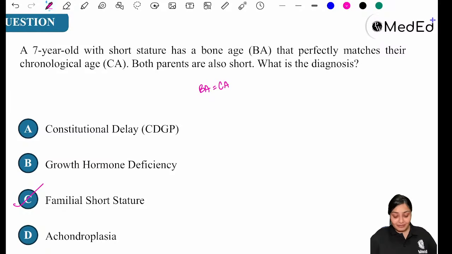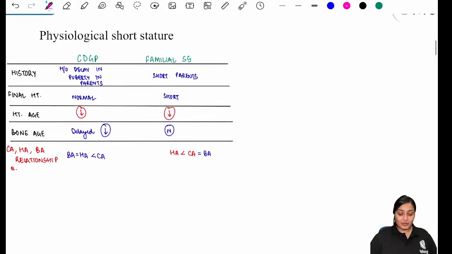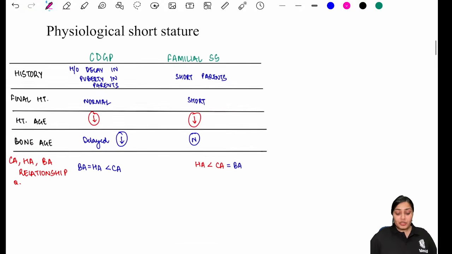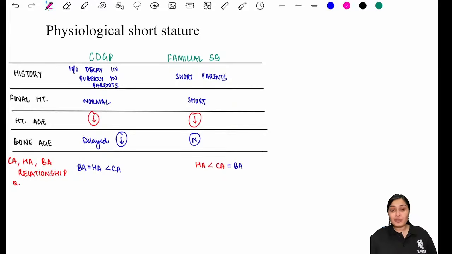With that, let's revise the physiological short stature. So in physiological short stature, we have two entities. First is constitutional delay in growth and puberty, and the second is familial short stature. Familial short stature we just read. What is familial short stature? I am short because my parents are short. So there's going to be history of short parents. The final height of this child is also going to be short.